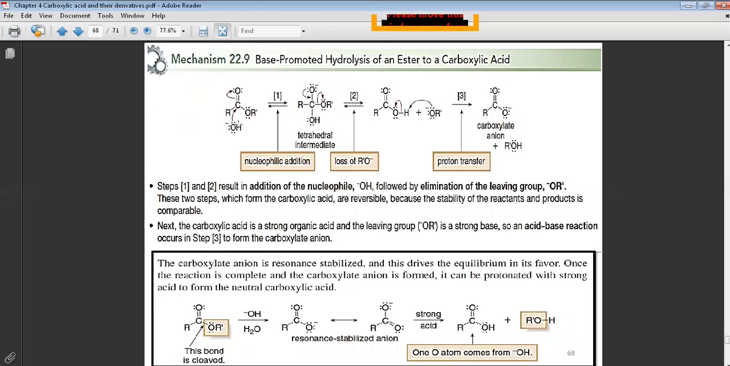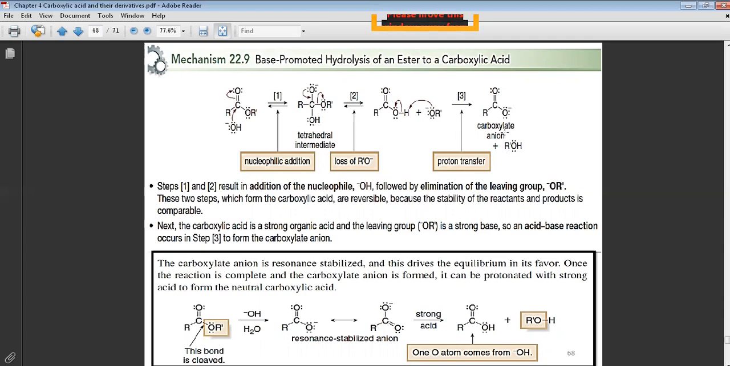This is a strong nucleophile. Okay, directly it will attack this carbonyl, and then the negative charge makes another pi bond, and this leaves the structure. If this leaves the structure, it will be OR minus. OR minus is a strong nucleophile or strong base. It will take a proton from the OH to give you the carboxylate anion and alcohol.